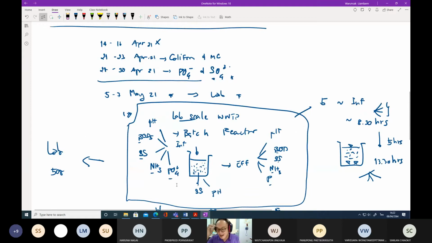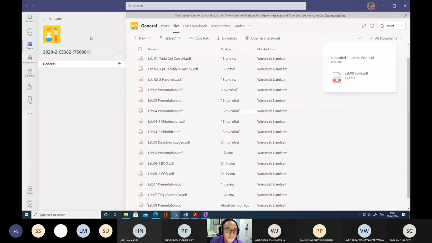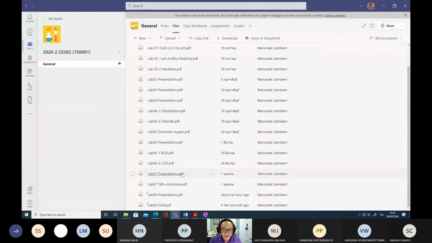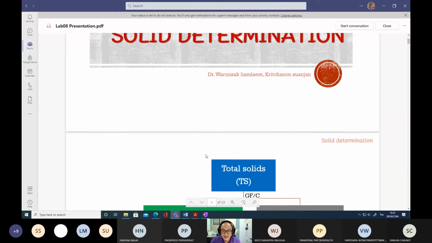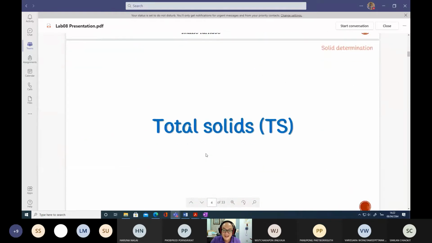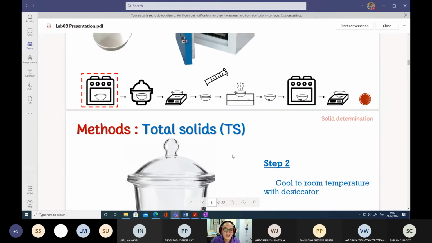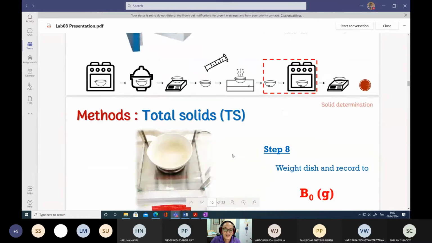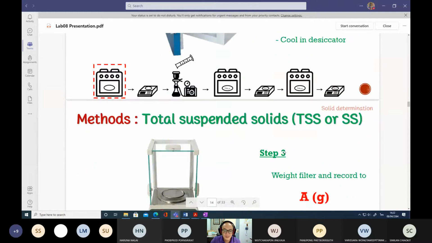I think the procedure is not so complicated, so you can download the documents from the Microsoft Teams. Another file also describes the solid determination, so you can take a look. It actually goes one by one from the total solids to the total suspended solids, or TSS, and many others.